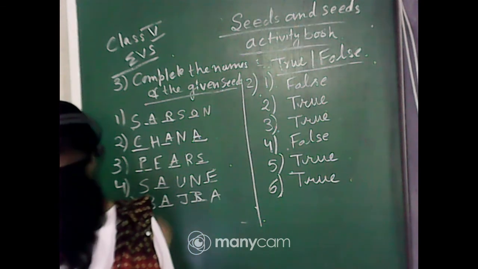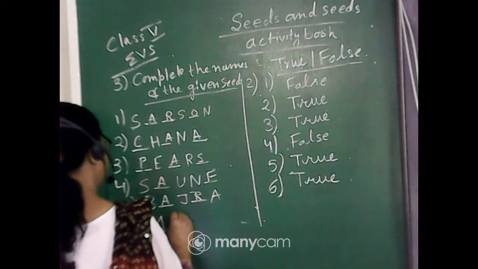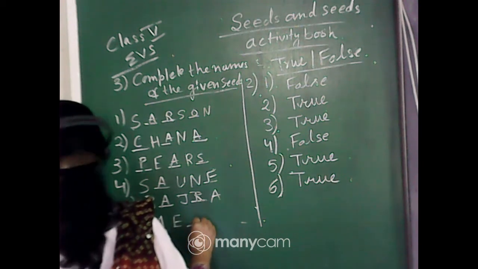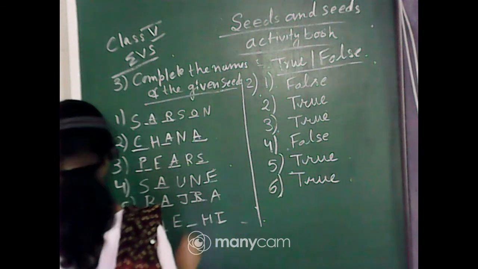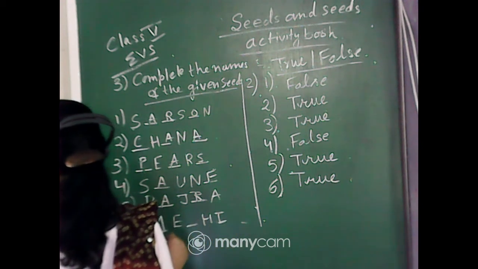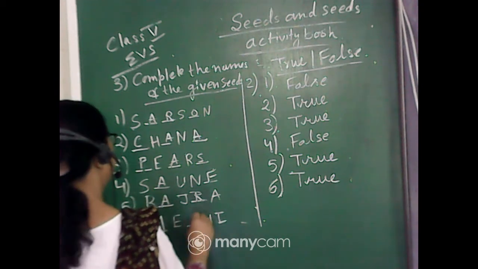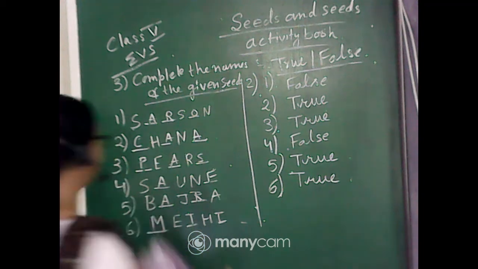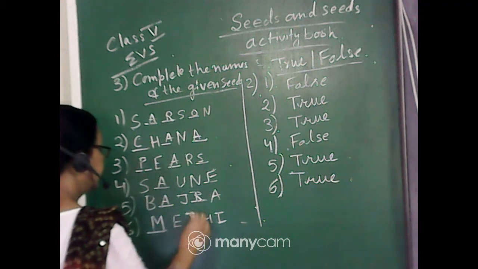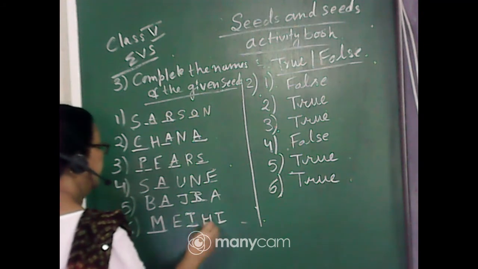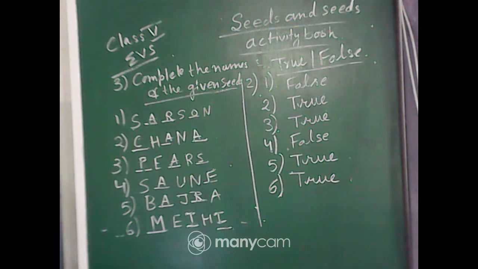And the sixth one is dash E dash HI. So METHI. It should be I. So this is methi.